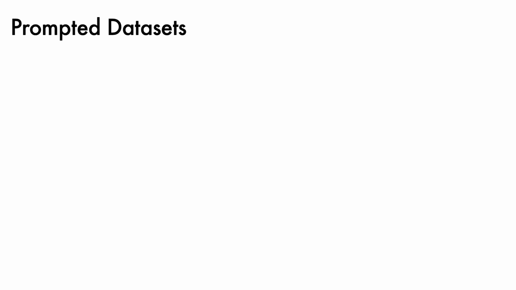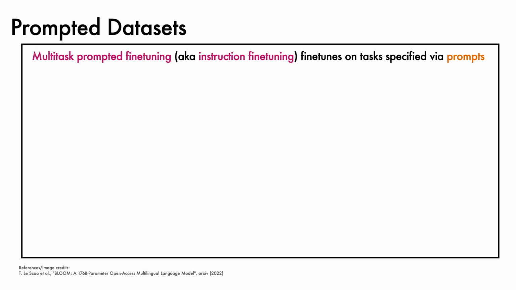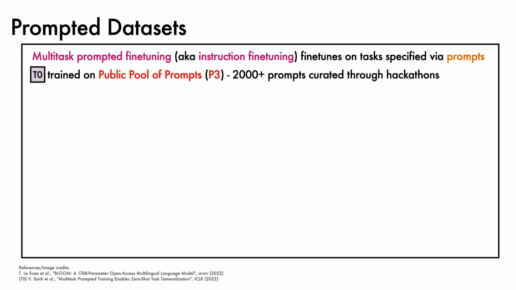A range of recent work has investigated multitask prompted fine-tuning, also known as instruction fine-tuning, which involves fine-tuning a language model on a set of tasks that are specified via prompts in natural language. As part of the BigScience effort, a method called T0 was trained on a subset of the Public Pool of Prompts, or P3, a set of more than 2,000 prompts curated through hackathons as part of BigScience.